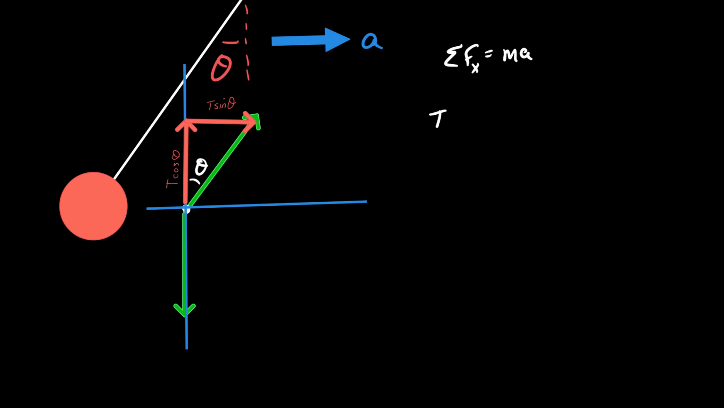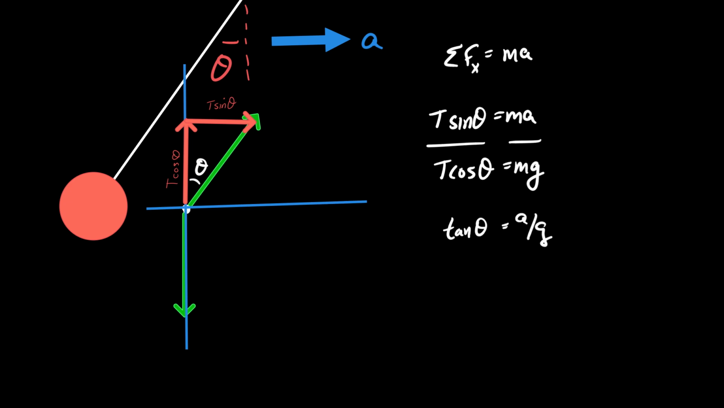But still, this will be tension sine theta equals MA. And then in the y direction, I'm going to have tension cosine theta equals mg. If I just divide both sides of these equations, I'll get tangent theta equals a over g, or the acceleration equals g tan theta. So if the acceleration is 0, the angle's 0. All right.